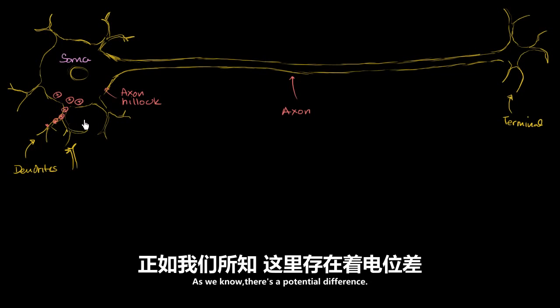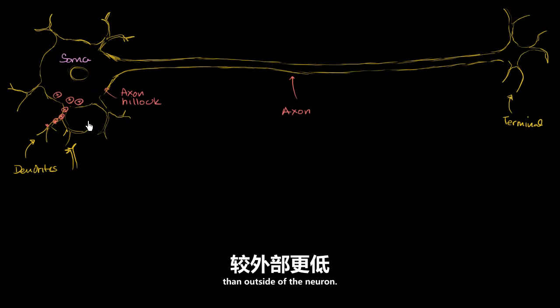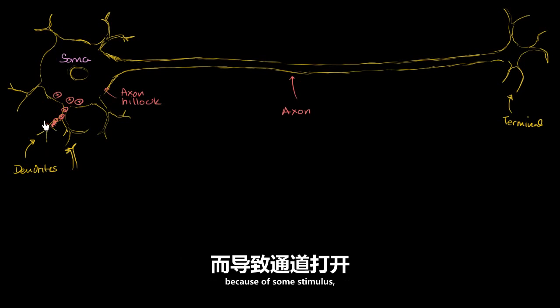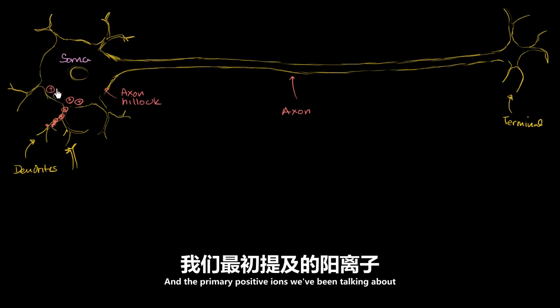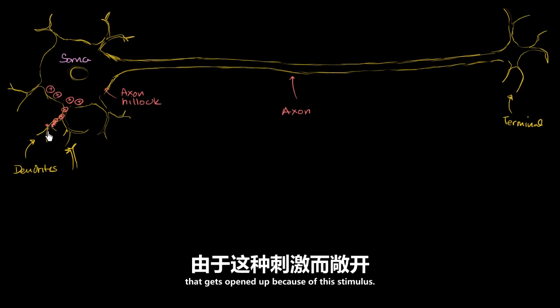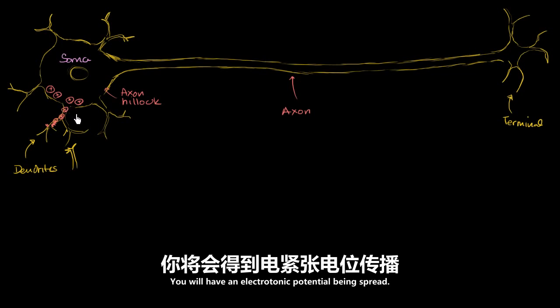As we know, there's a potential difference. It's more negative inside of the neuron than outside of the neuron. And so if a channel gets opened up because of some stimulus, that would allow positive ions to flow in. And the primary positive ions we've been talking about are the sodium ions. Maybe this is some type of sodium gate that gets opened up because of this stimulus. So when that happens, you will have electrotonic spread. You will have an electrotonic potential being spread.